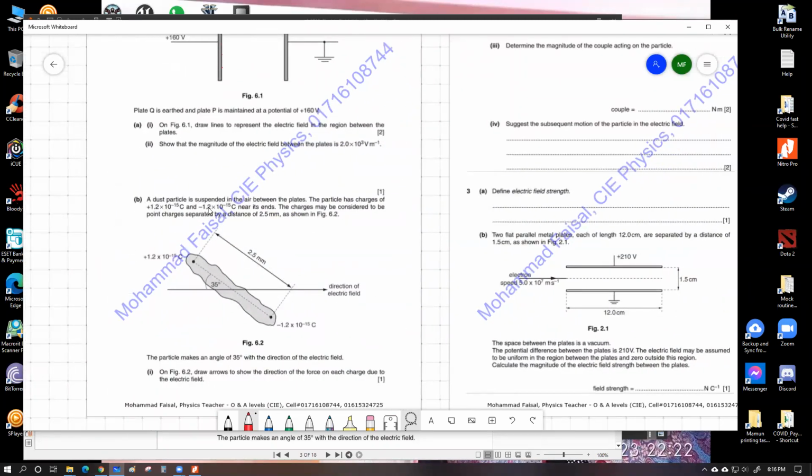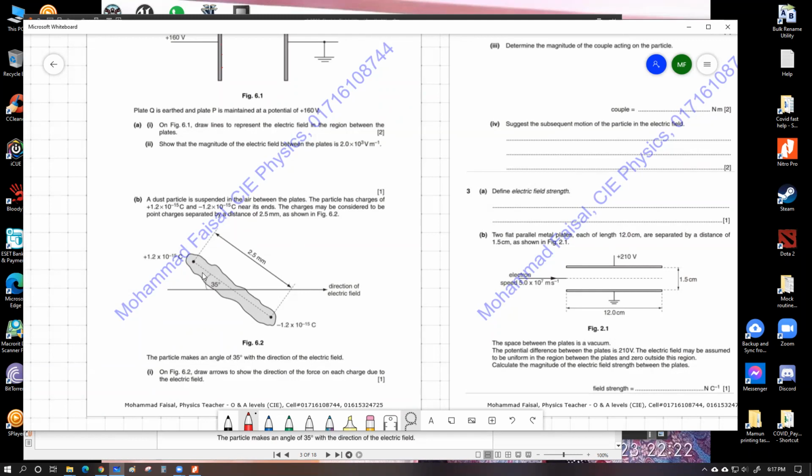Part B says a dust particle is suspended in the air between the plates. The particle has charges of this much and this much near the ends. The charges may be considered to be point charges separated by a distance of 2.5 millimeter as shown in figure 6.2. The particle makes an angle of 35 degrees with the direction of the electric field. On figure 6.2, draw arrows to show the direction of the force on each charge due to the electric field.